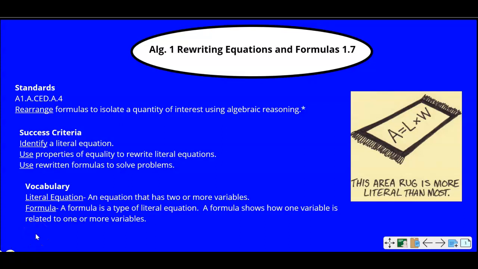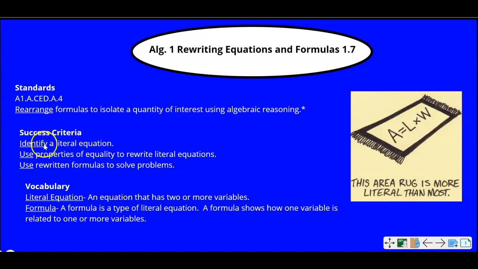All right, today we're going to look at rewriting equations and formulas. Sometimes these are called literal equations. There is only one standard that goes with this lesson, so we've got a whole lesson for one standard, which means it's pretty important. You need to be able to rearrange formulas to isolate a quantity of interest using algebraic reasoning. That's the standard that goes with this lesson.